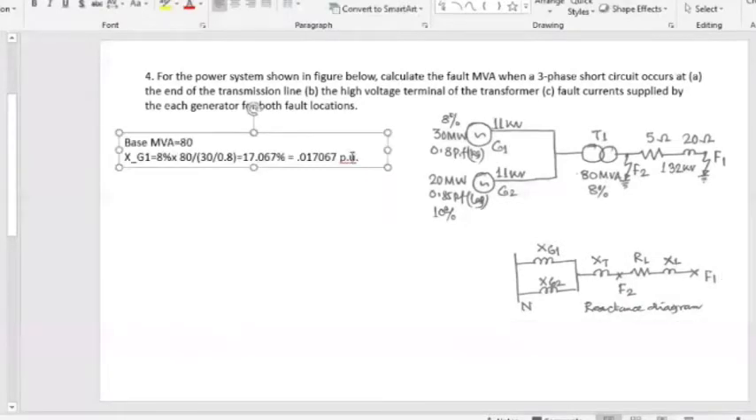So you calculate the reactance of the second generator and tell me what is its value in per unit.